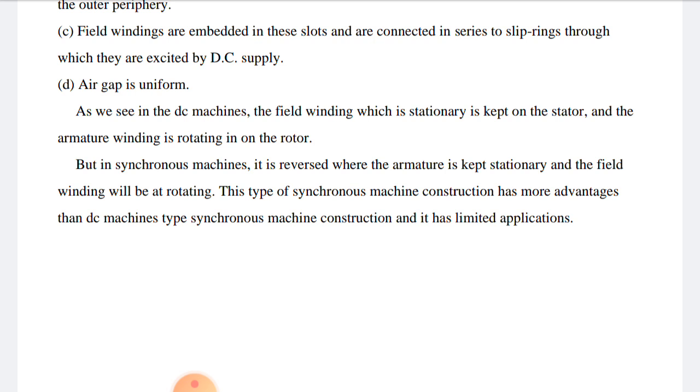The formula is Ns equals 120 f by P. If frequency is f and number of poles is P, then synchronous speed equals 120 f by P RPM. So magnetic locking is the principle behind the synchronous motor.